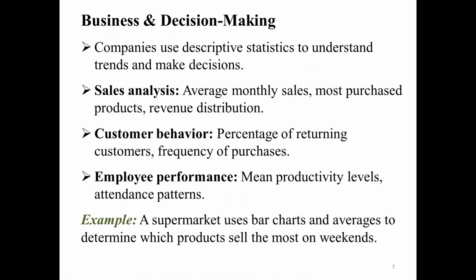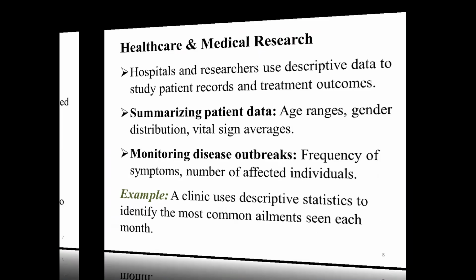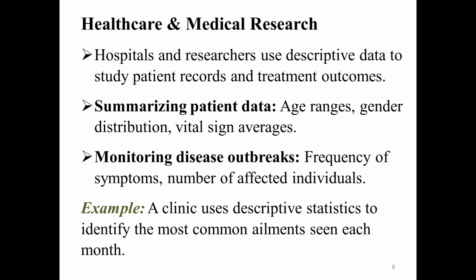It helps companies to analyze employee performance by finding mean productivity level of every staff and their attendance pattern. For example, a supermarket uses bar charts and averages to determine which products sell the most on weekends, for instance, so that they make sure that during weekends, that product is made available.